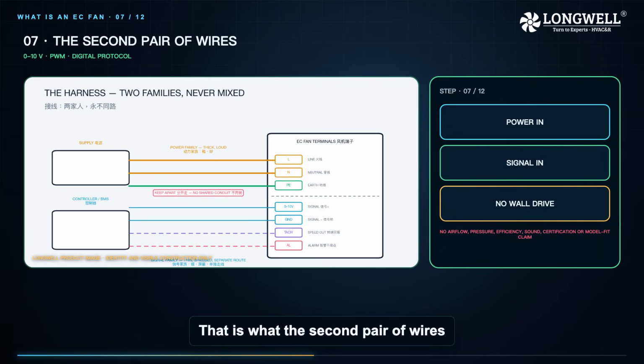That is what the second pair of wires in the terminal box is for. An EC fan normally accepts a 0 to 10 volt analog signal, or a PWM duty cycle, and many also speak a digital protocol. Feed it a set point and the controller does the rest, which is why EC fans slot into building controls without a separate drive on the wall.